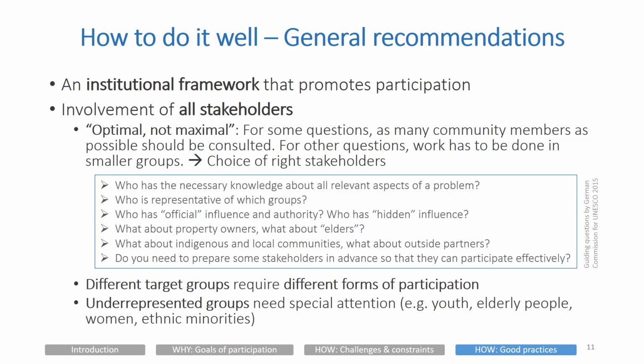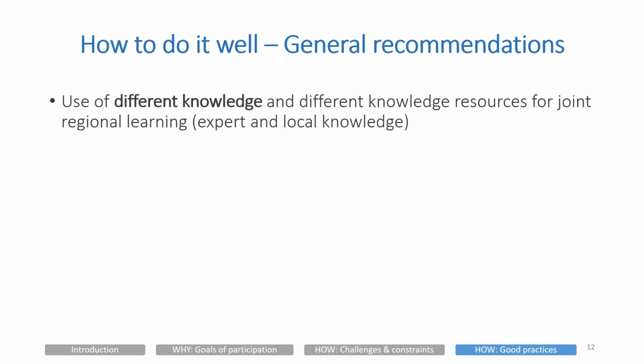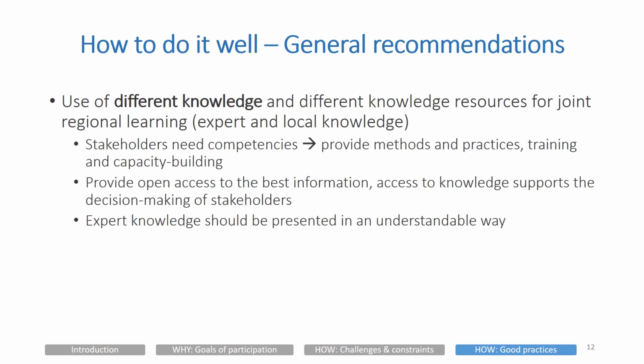Then it's important to pay attention to underrepresented groups, so they need special attention. And you should also check, for example, which needs there are by young people or by elderly people, which you need to consider when designing your participatory process. There should be a use of different knowledge and also different knowledge resources for joint regional learning, which should involve expert and local knowledge. Stakeholders need competencies for this, so you should provide methods and practices, but also training and capacity building in order to enable them to participate the way they should and want.